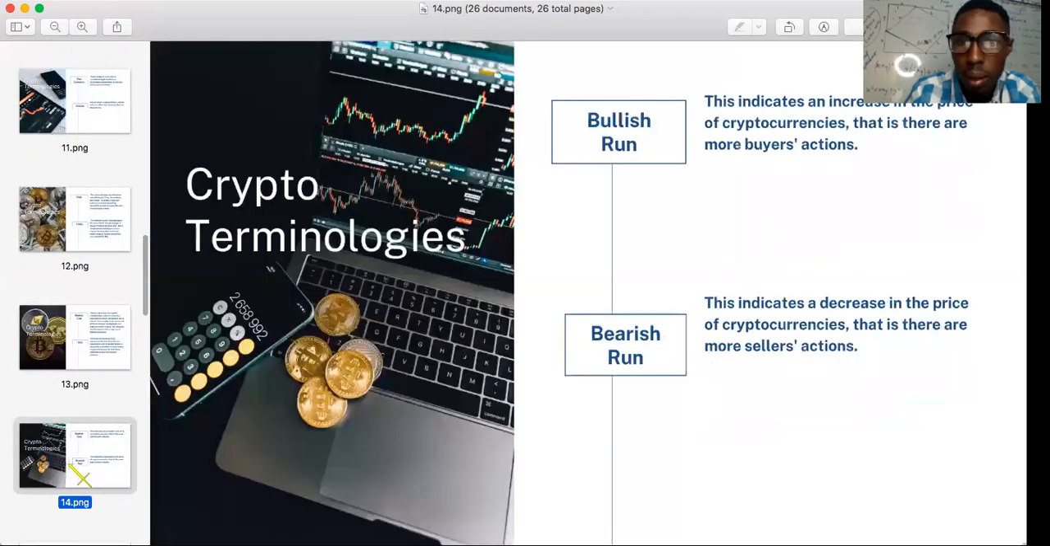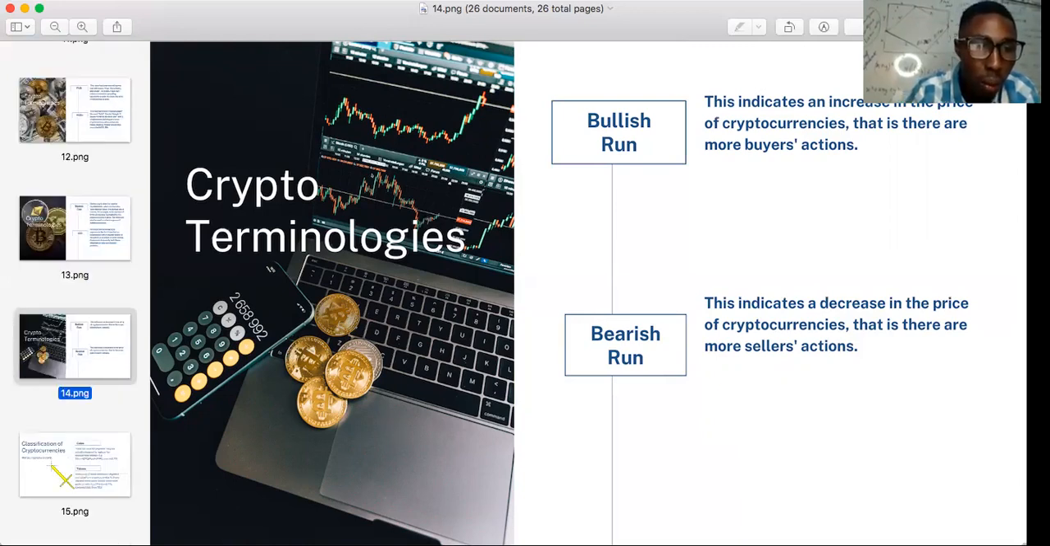Now another crypto terminology is the bullish run. This indicates an increase in the price of a cryptocurrency. In a bullish run, it means that more persons are buying the cryptocurrency, that is, the buyers are more than the sellers. Now the opposite of a bullish run is a bearish run. This indicates a decrease in the price of a cryptocurrency. That is, there is more selling action than buying action. So if more persons are buying a particular cryptocurrency, the price tends to go up, and that's a bullish run. But if more persons are selling that particular cryptocurrency, the price tends to drop, and that's called a bearish run. So bullish run and bearish run are direct opposites.